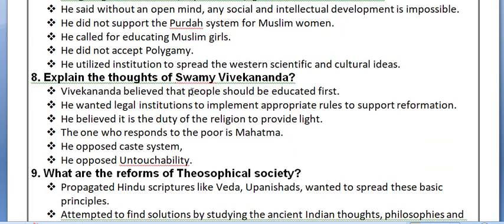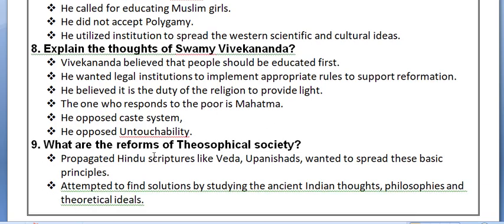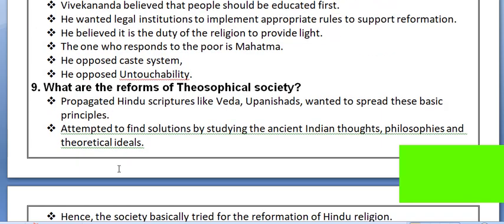The next question, explain the thoughts of Swami Vivekananda. Vivekananda believed that people should be educated first. He wanted legal institutions to implement appropriate rules to support reformation. He believed it is the duty of religion to provide light. The one who responds to the poor is a Mahatma. He opposed the caste system. He opposed untouchability.